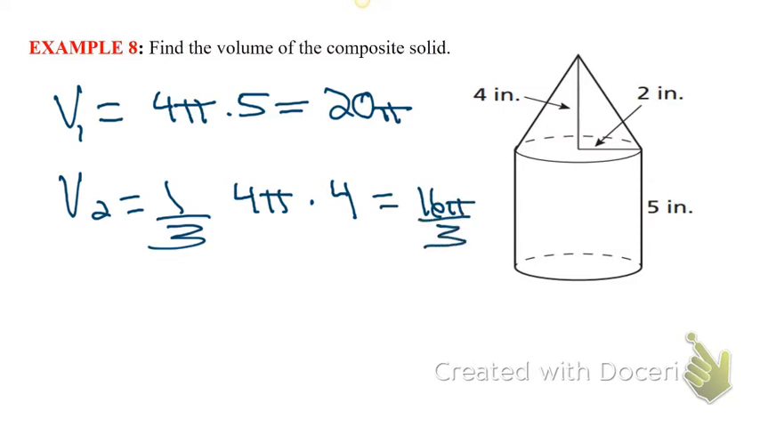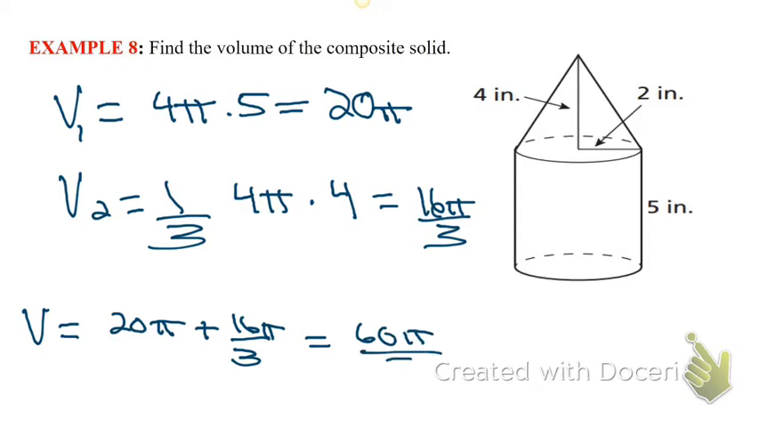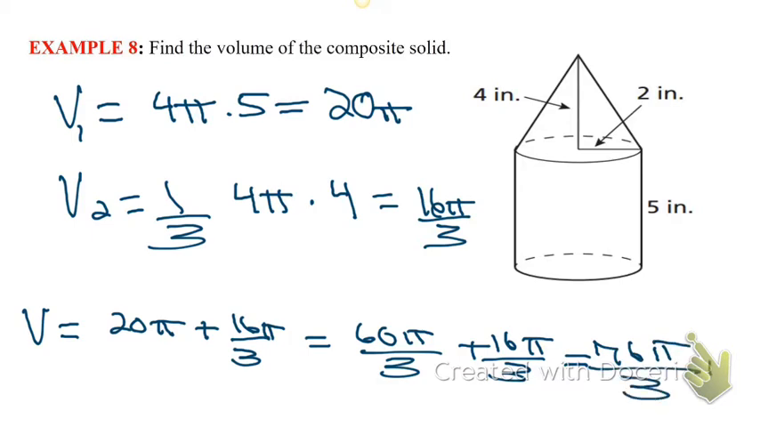So what we need to do now is combine those two volumes to give us the volume of the composite solid. So it's going to be 20 pi plus 16 pi over 3. And finding a common denominator, 60 pi over 3 plus 16 pi over 3 will give you a total of 76 pi over 3 cubic inches.